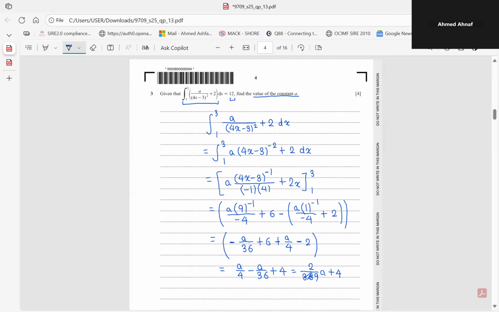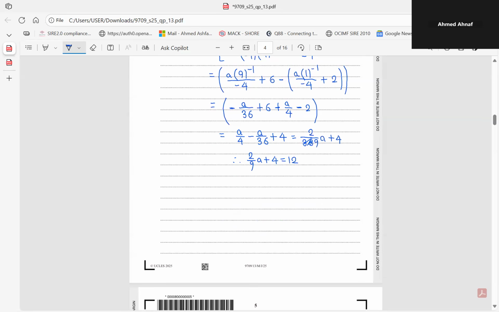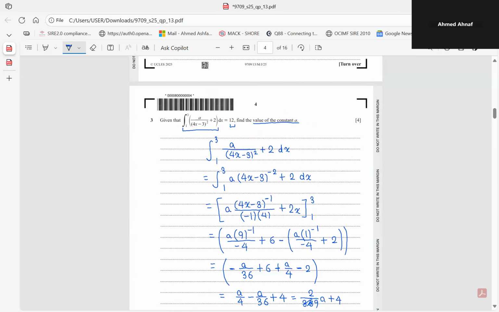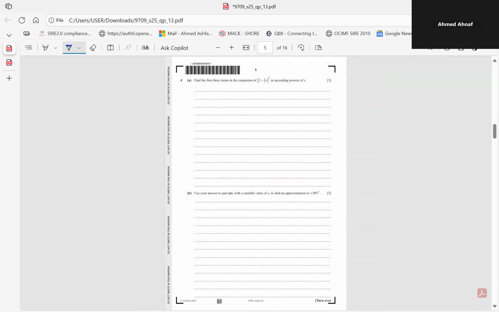So now let's equate this to the right-hand side, which is 12. So 2 over 9 a plus 4 equals to 12. And 2 over 9 a is equals to 8. And hence a would just be 8 divided by 2 over 9, which would give you 36. So this is our final answer for this question. Let's head on to the next question.